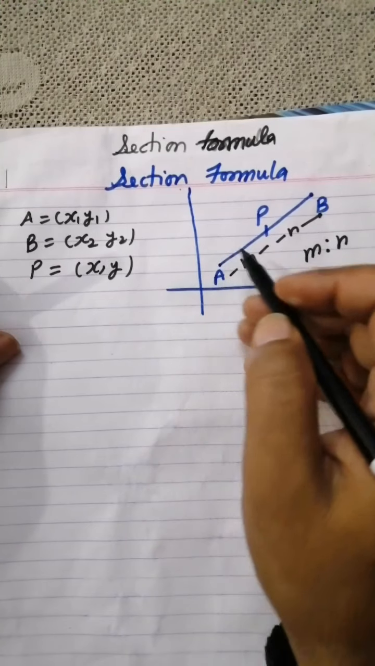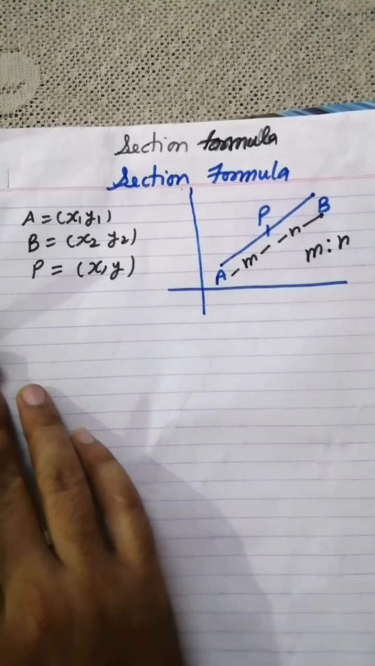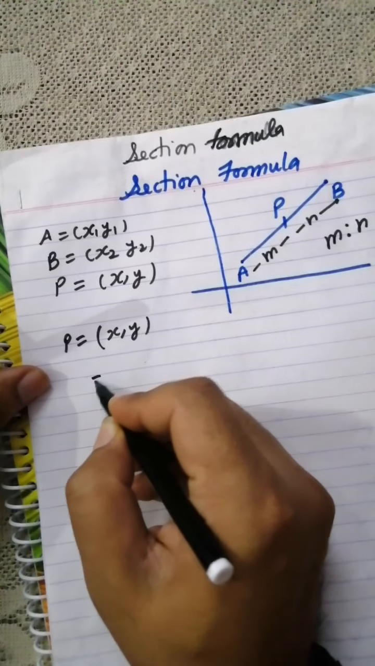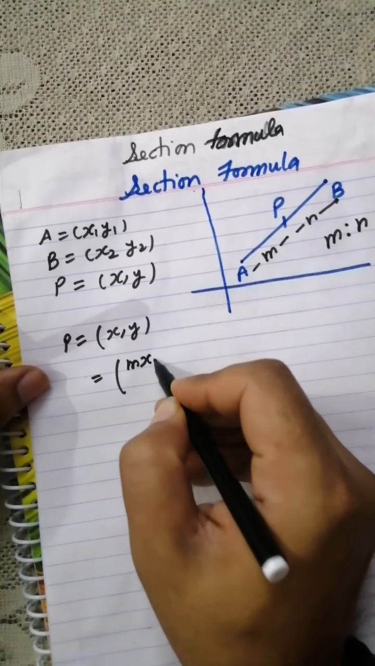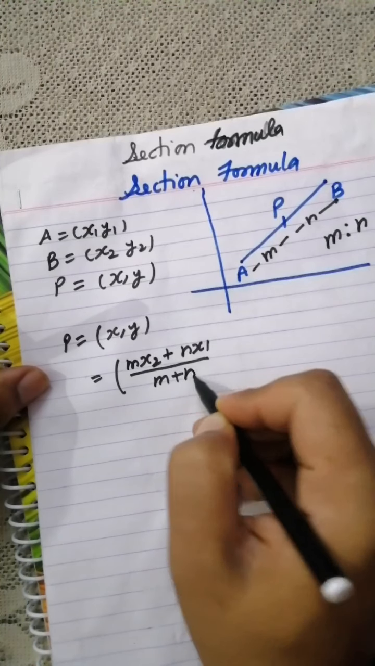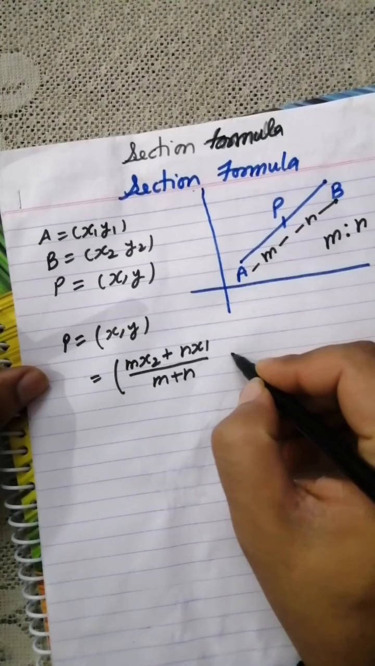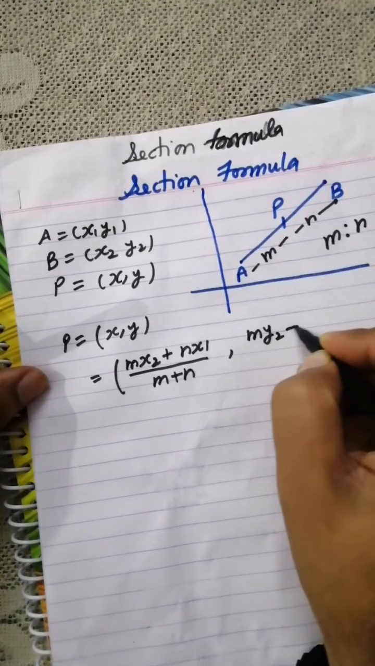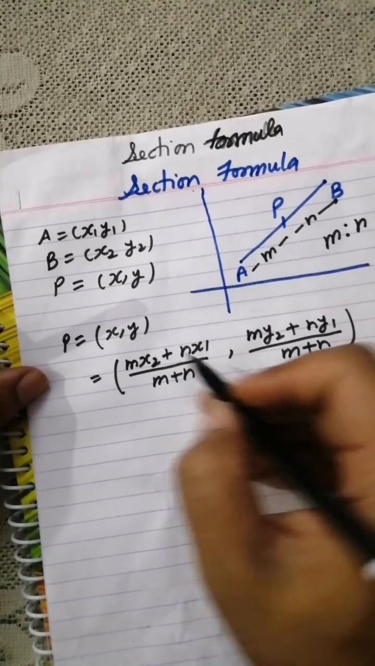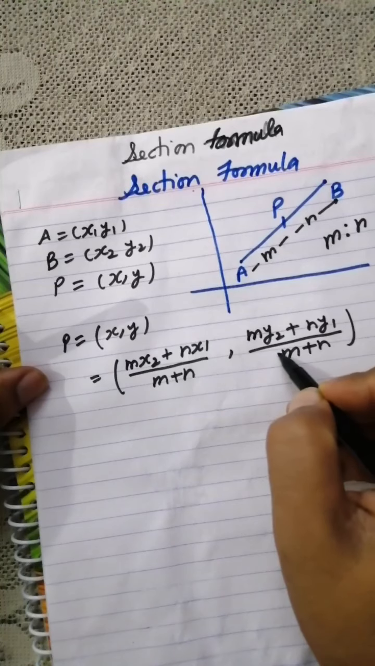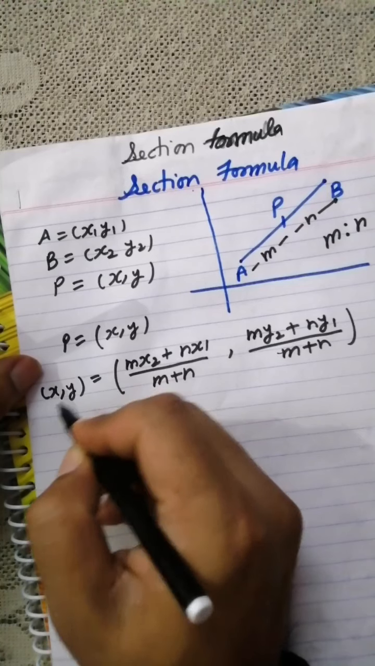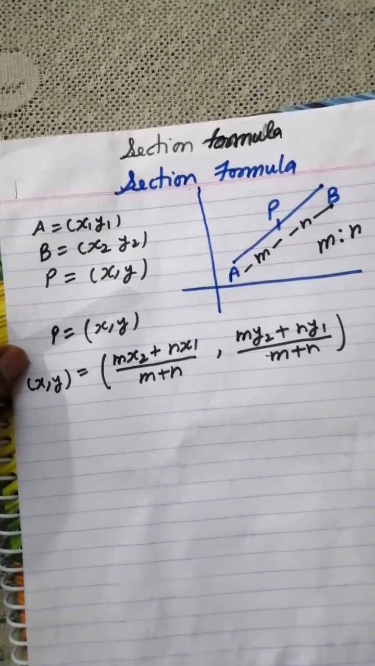Now the coordinates of P are given as x comma y. So I can say P equals x comma y, where x equals m x2 plus n x1 upon m plus n. By using this formula you can find x. Similarly, y equals m y2 plus n y1 upon m plus n. By using this formula we can find y. So this point is called P, it means x comma y. By using this formula, you can find x and y. It is called the internal section formula.